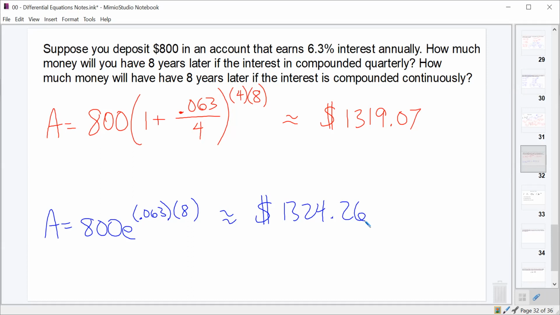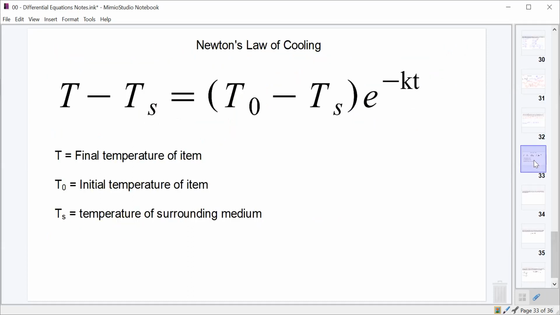So we have one last application of this exponential growth, and it's called Newton's law of cooling. And so you can see it looks very similar to what we've been doing, where we have a final of something equals the initial e to the kt, or negative kt in this case. But what we've added in here is two different variables, T minus T sub s and T naught minus T sub s.